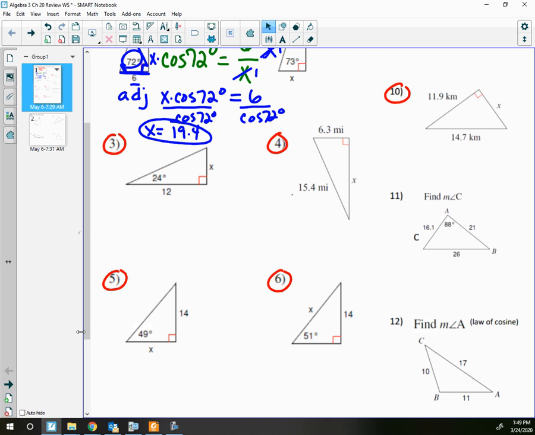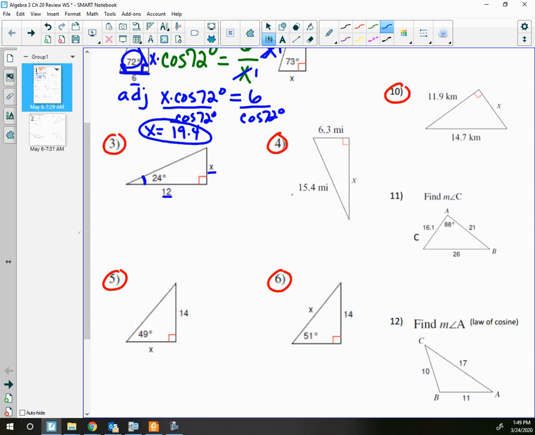So let's take a peek at number 3. We'll just go right below here. So again, I'm going to have you take a look at what do you know about the triangle. So you're given an angle measurement. You're having a side x here and a side 12 there. So we know something about one of the sides and we're trying to find the other one. So again, it all goes back to relationship.